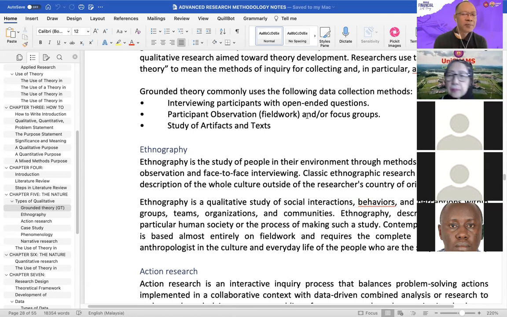In slide, bro. Okay, grounded theory commonly uses the following data collection methods, which is a study of artifacts and text. So how can we say about that one in grounded theory? Right, good. So there are certain disciplines which try to come up with their theory, and the data that they use are in the form of artifacts and texts.